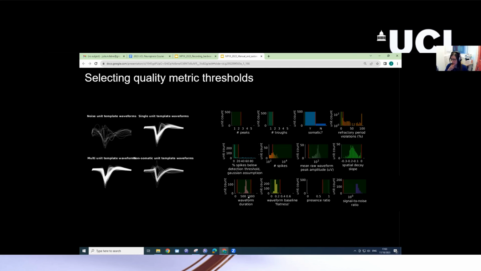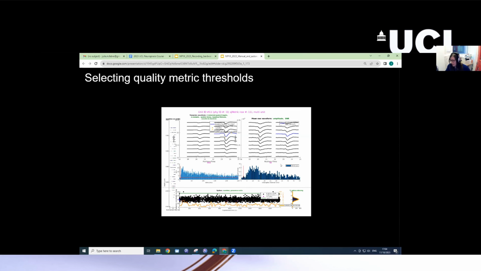Next, if you're using automated quality metrics, you need to decide on certain thresholds. It's important to look at your data and try to gain an understanding of how different thresholds would affect your data. Since we're running out of time, I'm not going to go into much detail here. These are the outputs if you were using BombCell as an automated quality metric tool, which display waveforms that have been classified in different ways and distributions of units for different metrics at different thresholds. Additionally, you want to look at your data, for instance in a GUI, in order to get an understanding of what thresholds make sense for your data.